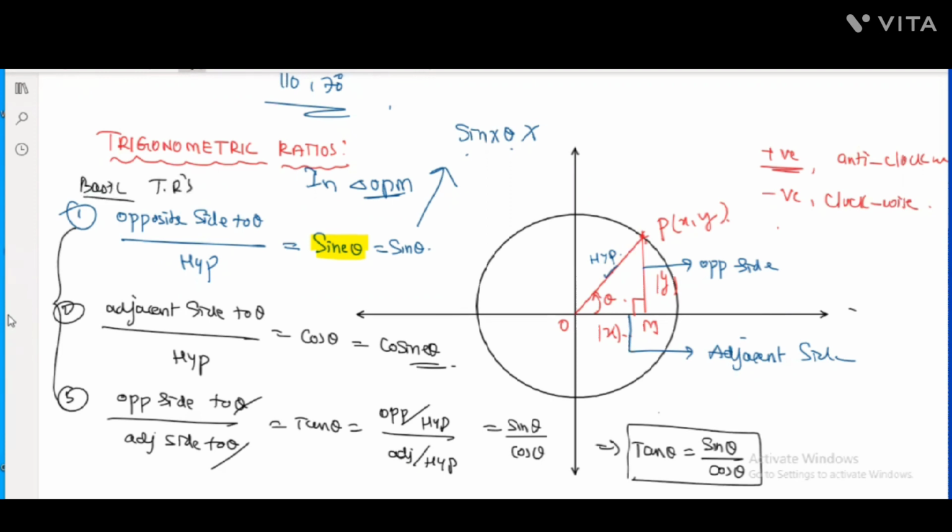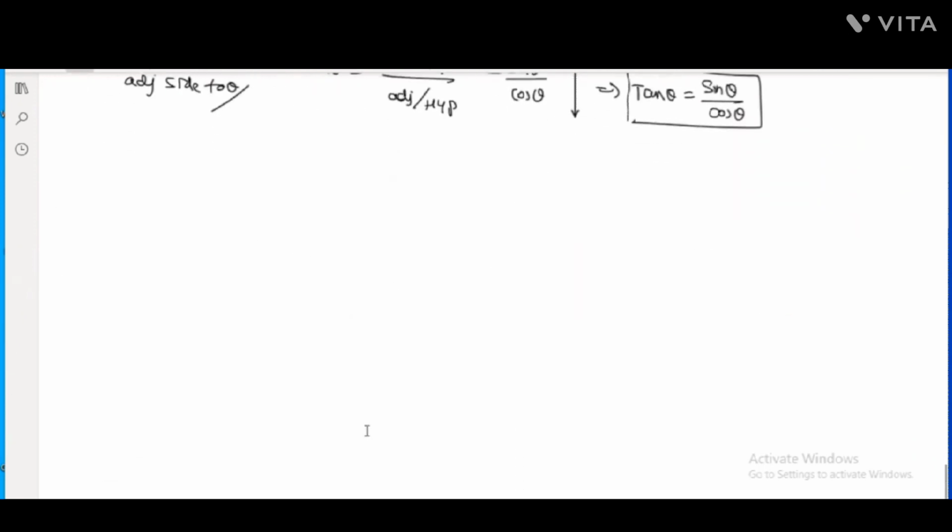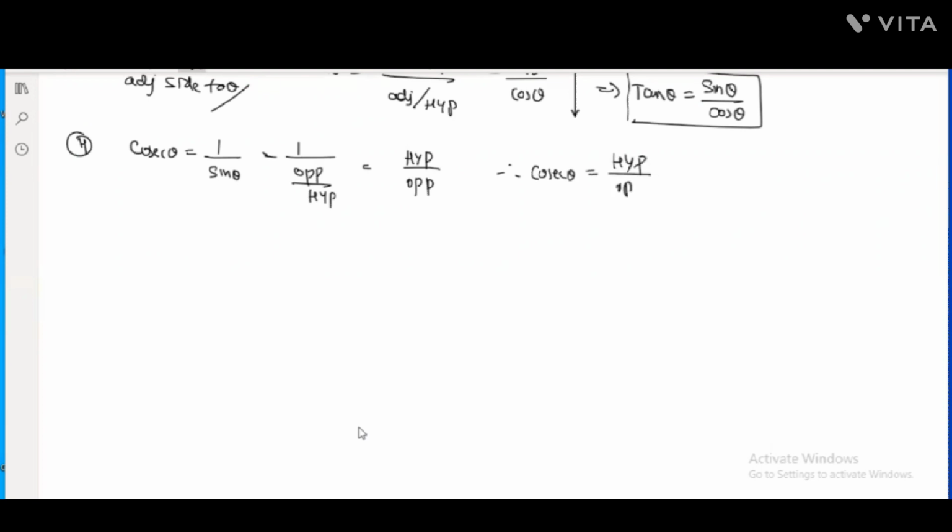Basic trigonometric ratios. We have other trigonometric ratios which are reciprocals of these. The fourth one is cosecant theta. Cosecant theta is the reciprocal of sine theta, which can be written as 1 by opposite side to theta by hypotenuse. That can be written as hypotenuse by opposite side. So cosecant theta is taken as hypotenuse by opposite.